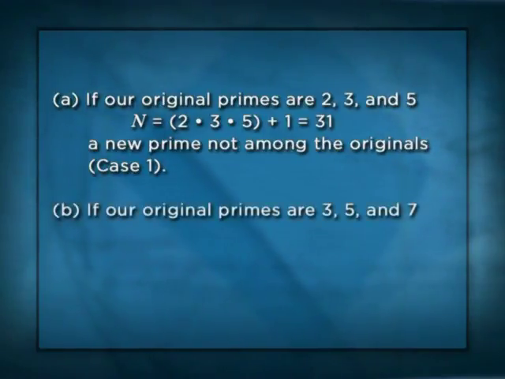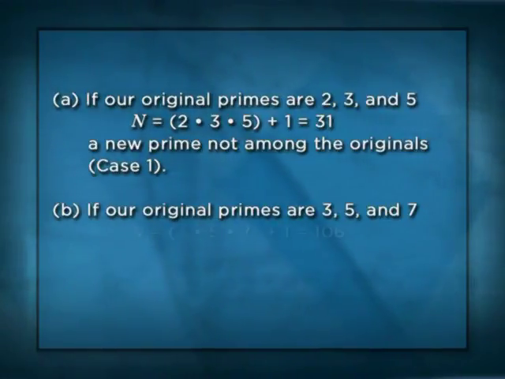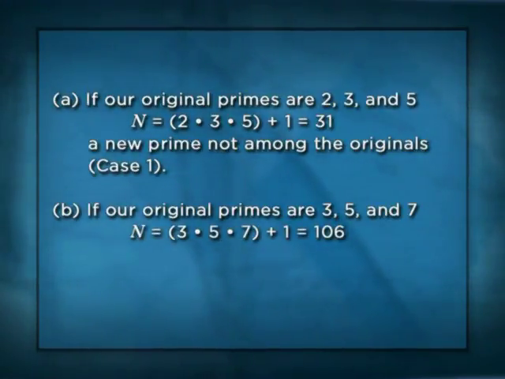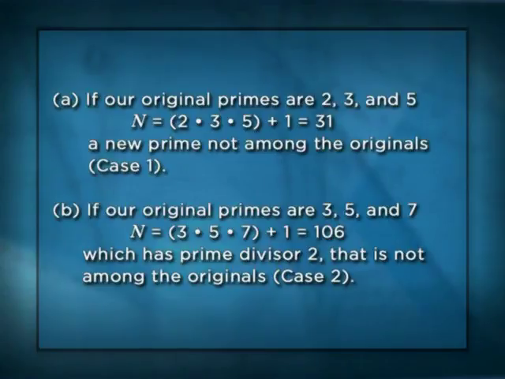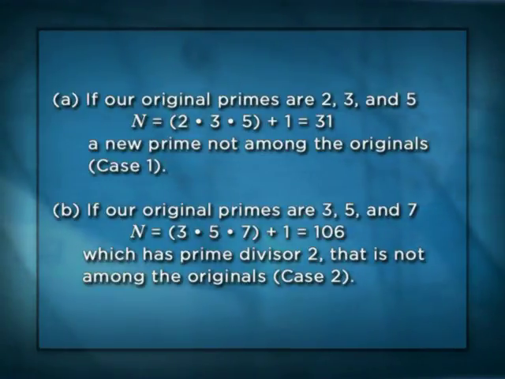On the other hand, what if the original primes, the original finite multitude, was 3, 5, and 7? Multiply those together and add 1 to create your number n. 3 times 5 times 7 plus 1 is 106. Well, that's not a prime. So now we're in case 2. But 106 has a prime divisor. 2 is a prime that divides evenly into 106, and it's not among the originals.